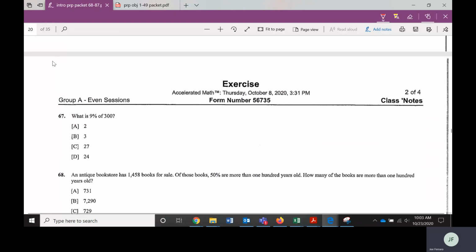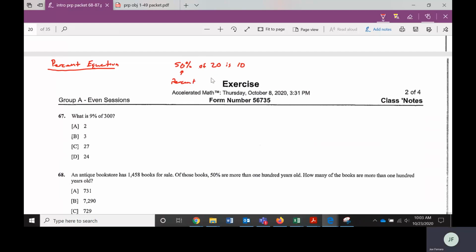So maybe I'll write them up here. So one is using what's called the percent equation. So when we're looking at something like a percent sentence, so let's say I said 50% of 20 is 10. There are 3 things that make up a percent sentence. The one with the percent sign is obvious, that's the percent.